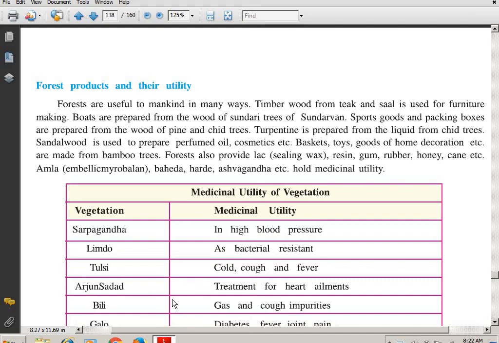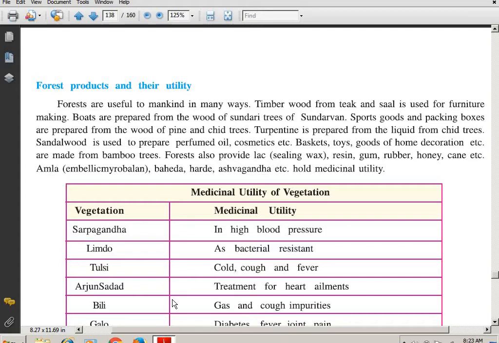Hello students, let's get back to chapter 17 of our social studies textbook, Natural Vegetation. The other day we studied natural vegetation and the reasons for diversity in it. We saw that there are six reasons: the relief features, soil, temperature, sunshine, rainfall, and humidity. These are the reasons which bring out the diversity in different places in India.